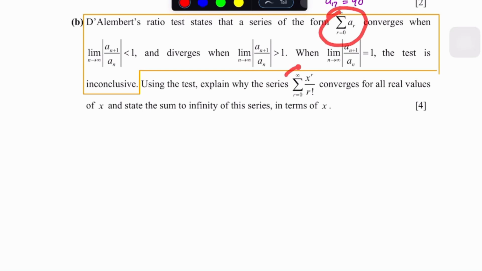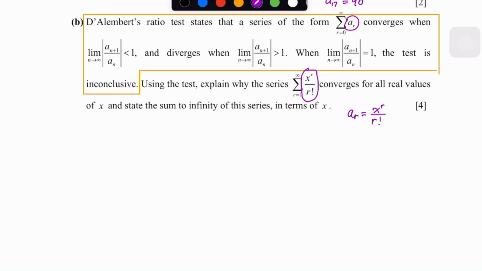Okay, so right now, if you want to compare, they say that we are looking at series. So what is my A_r? If you compare the form, this over here is A_r. So A sub r will be x power r over r factorial. So this is the one.